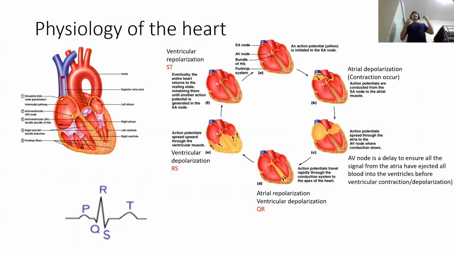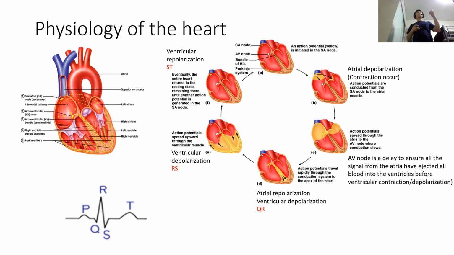Initially, the action potential is conducted from the SA node to the AV node. At the same time, the action potential spreads throughout the atria, so the whole atria contracts and depolarizes. Just before the AV node conducts to the bundle of His, there's a delay. This is to ensure that all the blood has gone from the atria to the ventricle, before the ventricles contract and the atria relax.